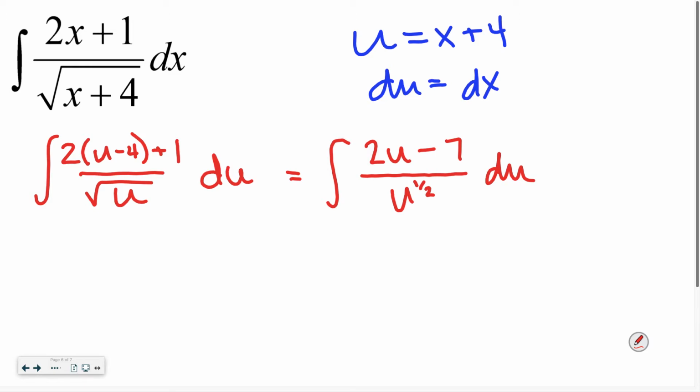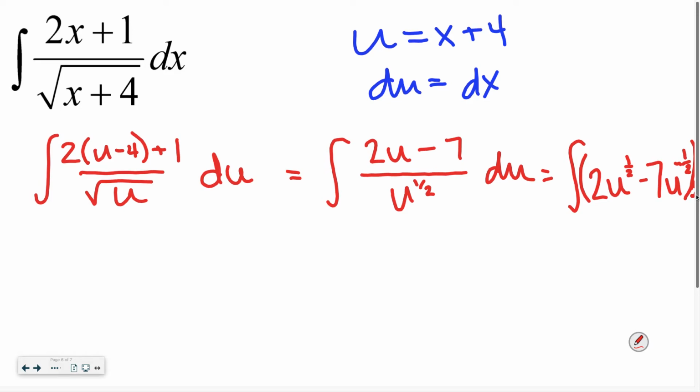Are we ready for antiderivatives? Let's make this look a little bit nicer: 2u to the 1/2 minus 7u to the negative 1/2, du.